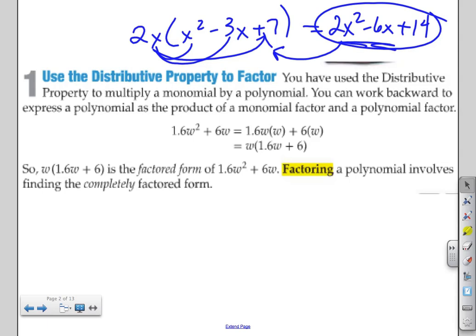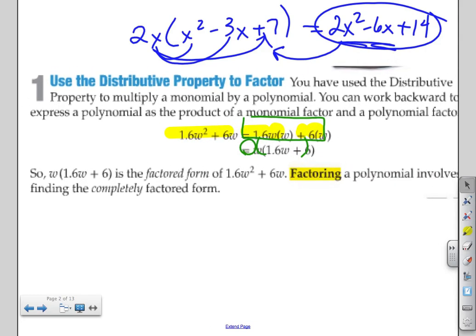Let's look at this example they've given us here. We have 1.6w squared plus 6w. Well, I'm going to factor 1.6w squared, and it factors into 1.6w times w, doesn't it? And 6w factors into 6 times w. Then I look at both of these terms and ask, what do they have in common? They both have a w, so I'm going to pull the w outside, and what do I have but 1.6w plus 6?